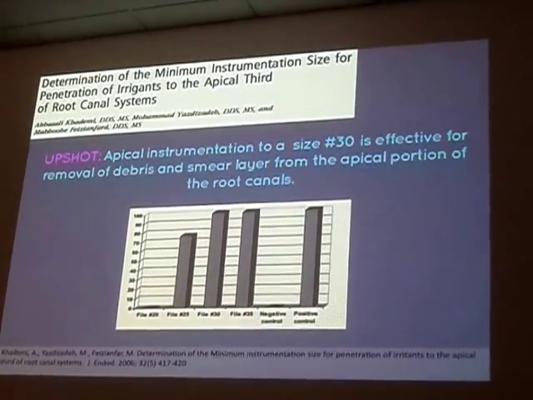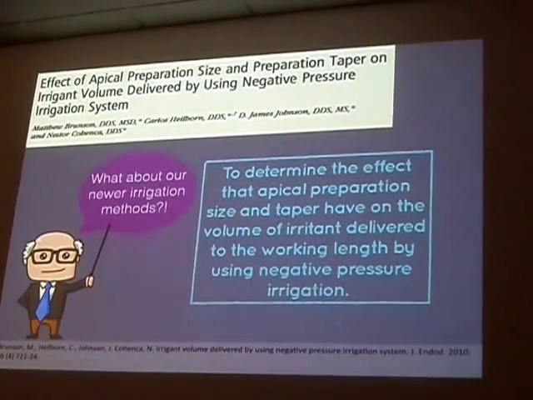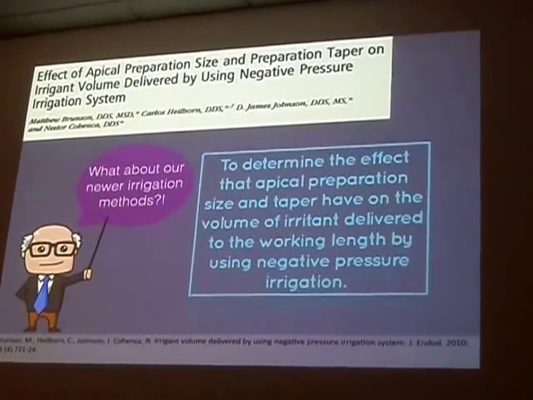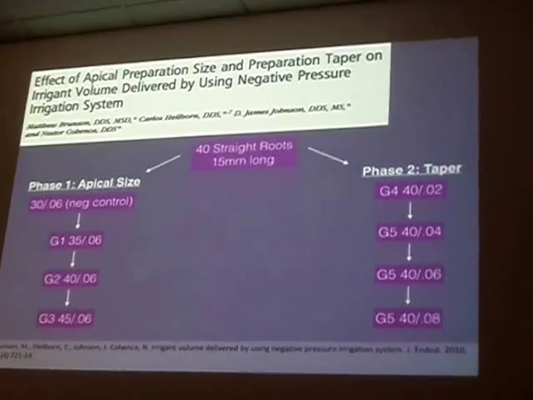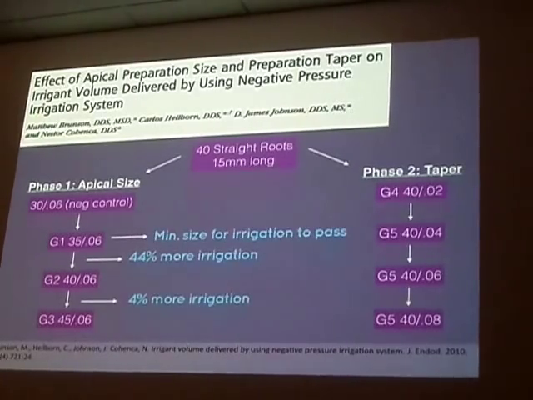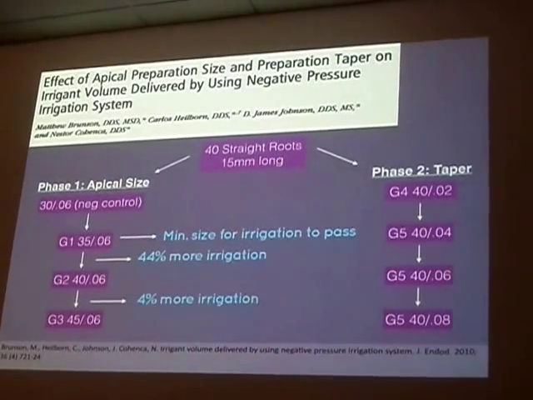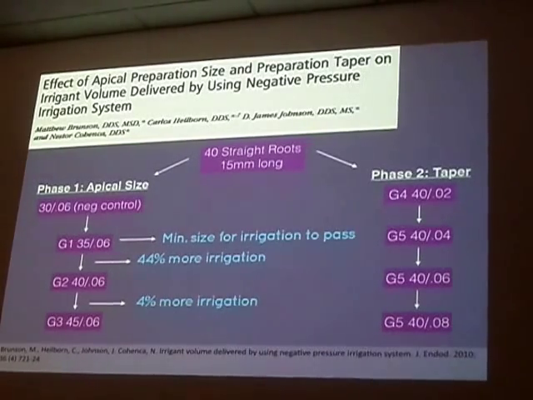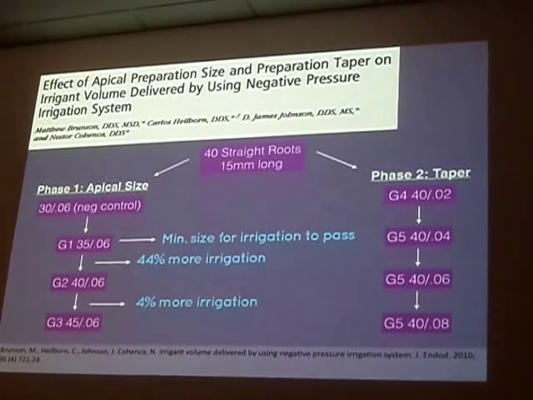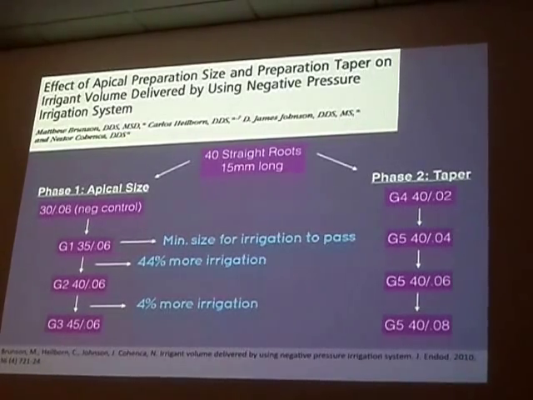So what about our newer irrigation methods like the EndoVac? Basically what we see is that with EndoVac you need a minimum apical size of a 35 in order to properly utilize the negative pressure system.